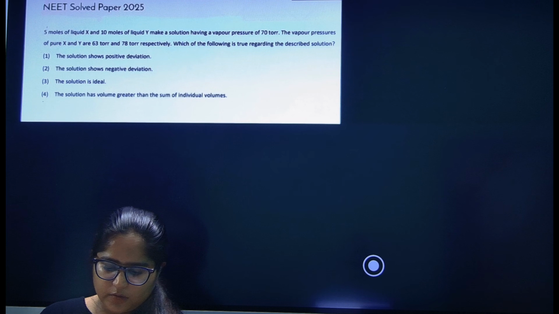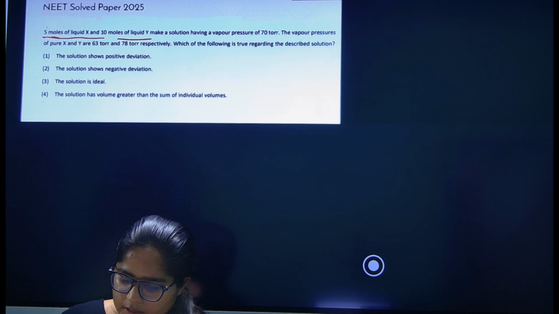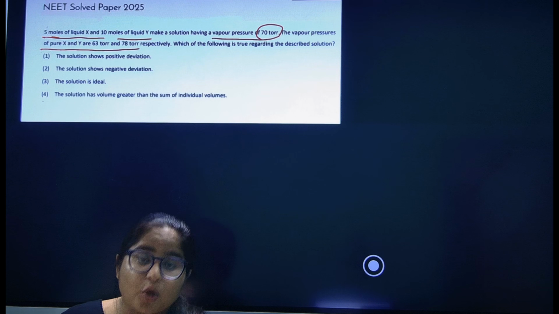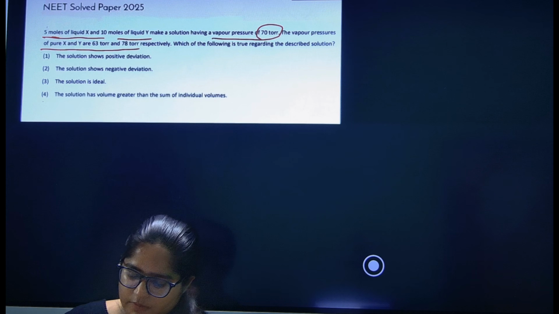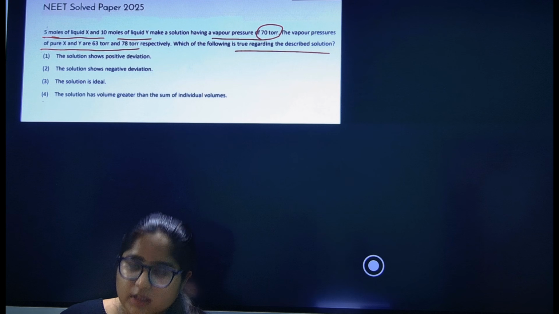5 mole of liquid X and 10 mole of liquid Y make a solution having a vapor pressure of 70 torr. The vapor pressure of pure X and Y are 63 and 78. Pure means P naught A, P naught B given, madam. Which of the following is true regarding? So what are they asking? They are asking whether it is positive or negative, what type of deviation.